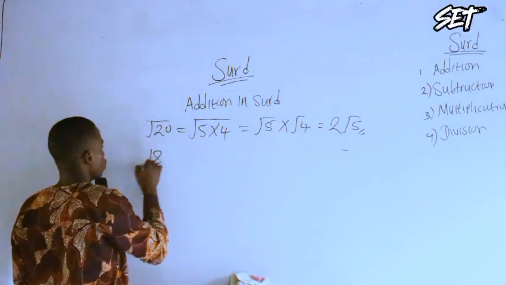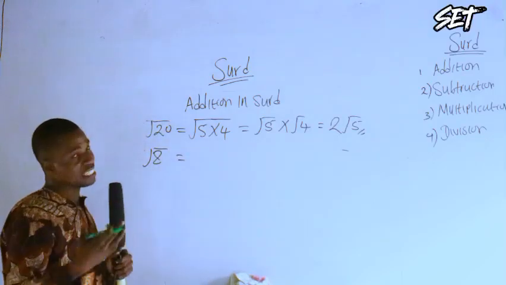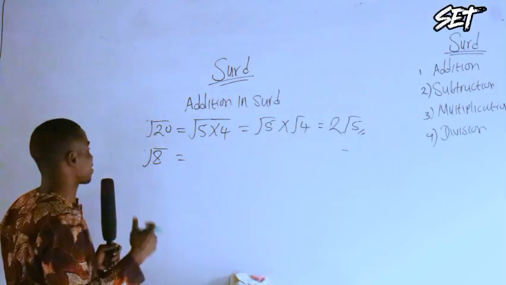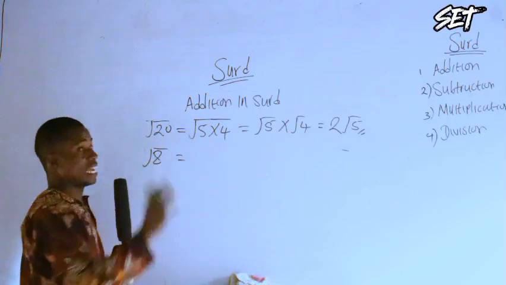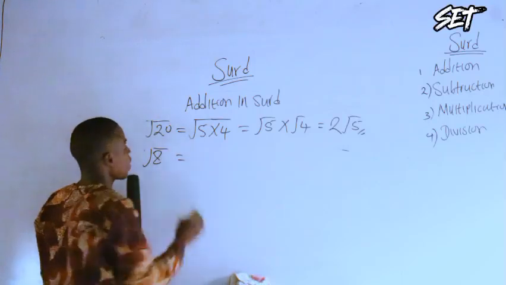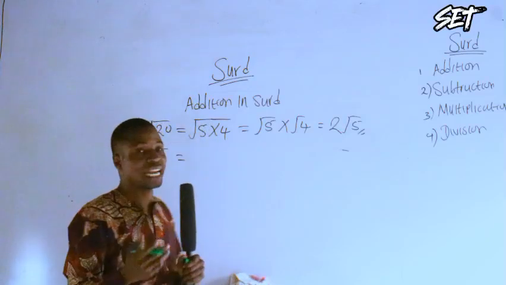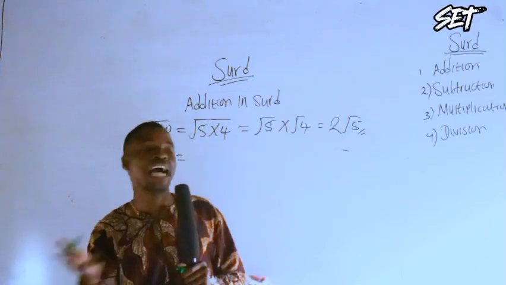Let me give you another one. Root 8, the simplest one. Now, when you have this root 8, it is very, very important to understand what is going on here. Now, you find the rational number and non-rational number that you can multiply together to give you 8: 4 and 2.